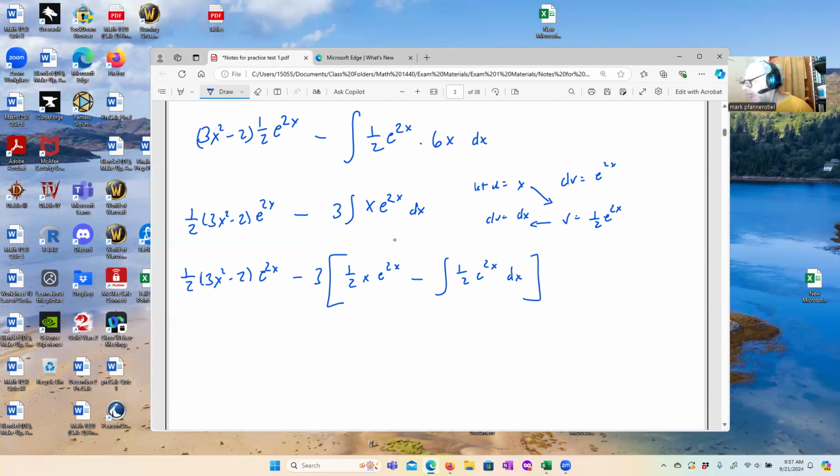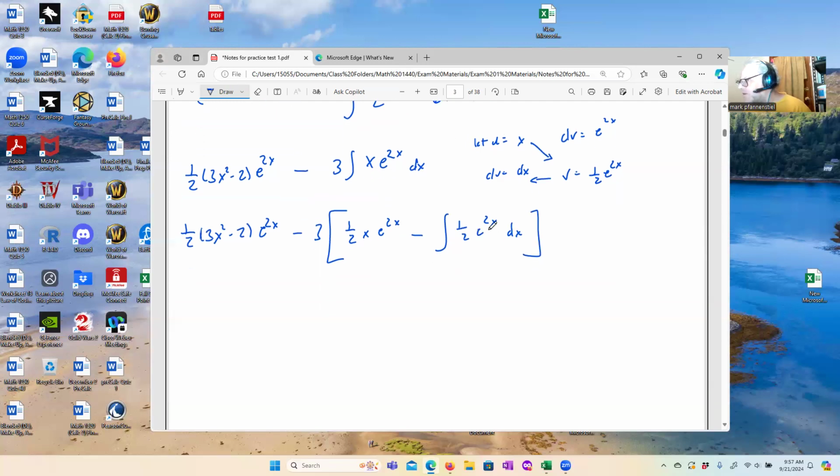Okay, and now we don't have a polynomial anymore in our integration. We can, it's over here, but it's not inside the integral. We can just integrate this. So we're going to have 1/2 (3x squared minus 2) e to the 2x minus, I'm going to say, 3/2 x e to the 2x. Be careful to distribute both the sign and the value out here. So we have plus 3 over 2 e to the 2x, but we haven't integrated yet.